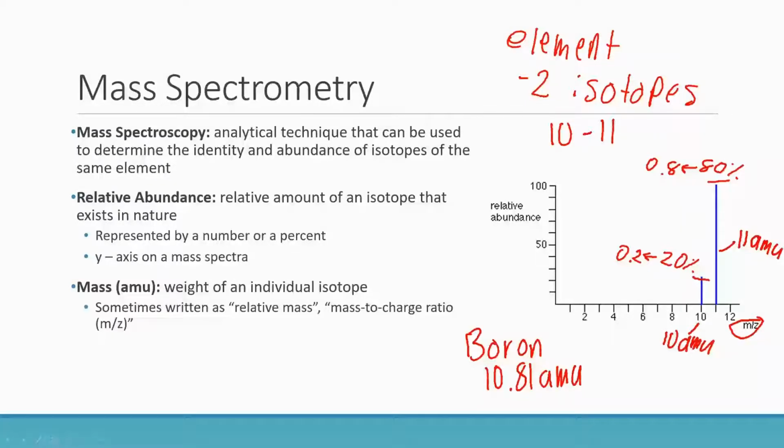And the reason for that all has to do with the abundance of each isotope. The isotope at 11 has an abundance of 80%, while the isotope at 10 has an abundance of around 20%. What that means is more boron atoms on average will weigh 11 atomic mass units versus weighing 10 atomic mass units. So the average of all the borons will be roughly around this mass right here.